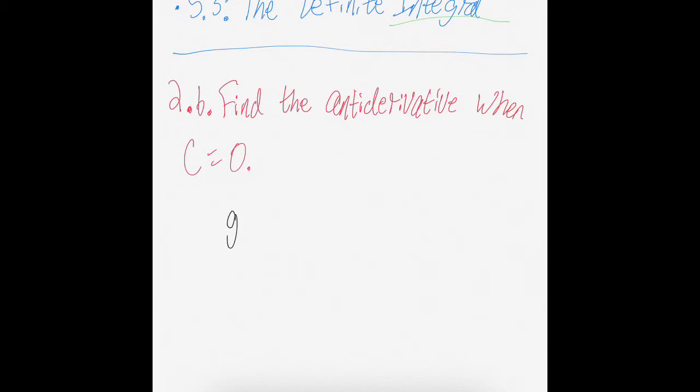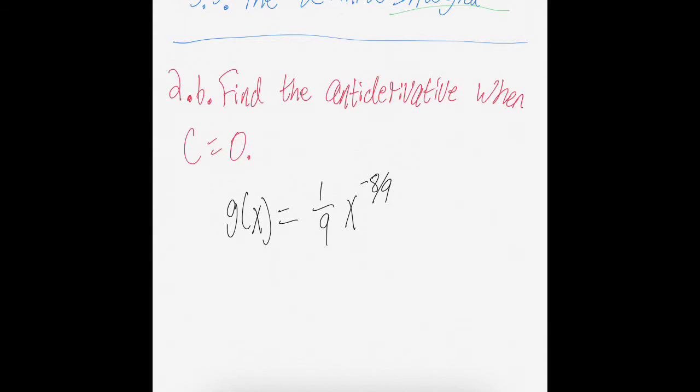So find the antiderivative when c equals 0. We're just going to do, for example, 2b here. Basically, these are all going to be pretty straightforward applications of some of these new rules.